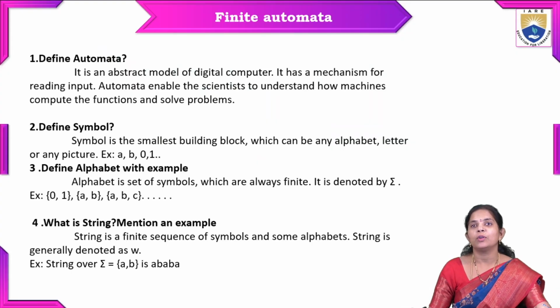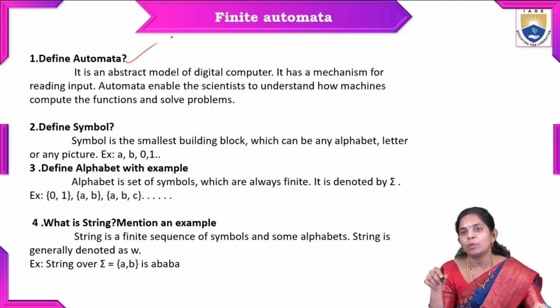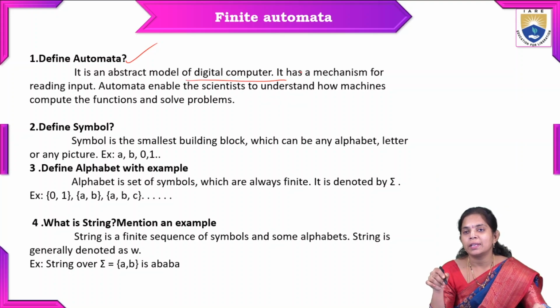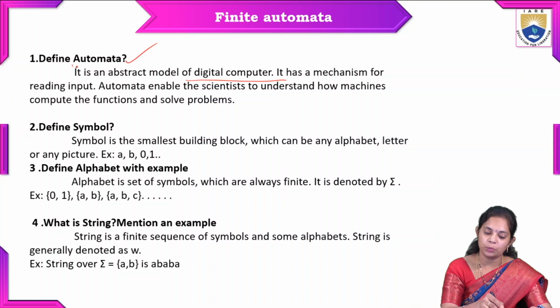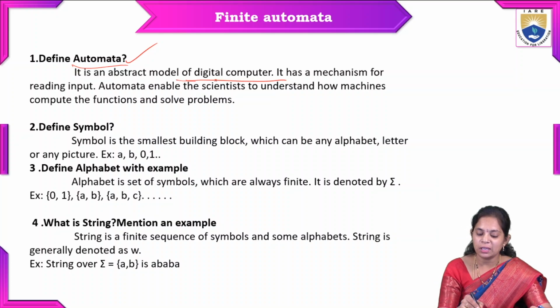So coming to finite automata, what is meant by finite automata? Define an automata: it is an abstract model. So what is meant by automata? It is an abstract model of a digital computer. We are designing a DFA and an NFA, and what are those? Those are the models which we are going to represent in a formal notation. Those models are named automata, and they are represented in the abstract model. It is an abstract model of a digital computer.